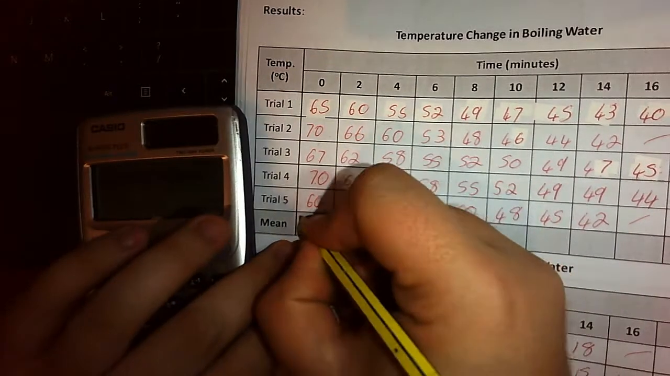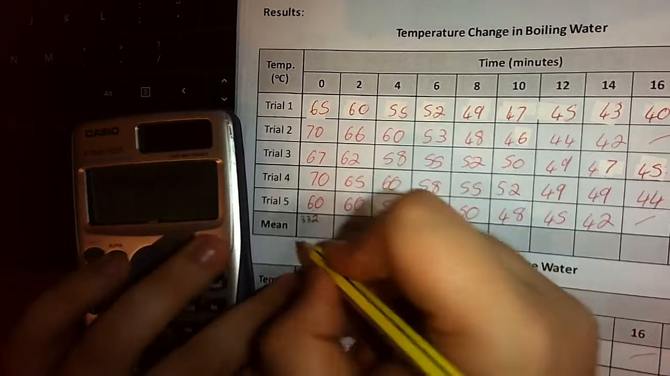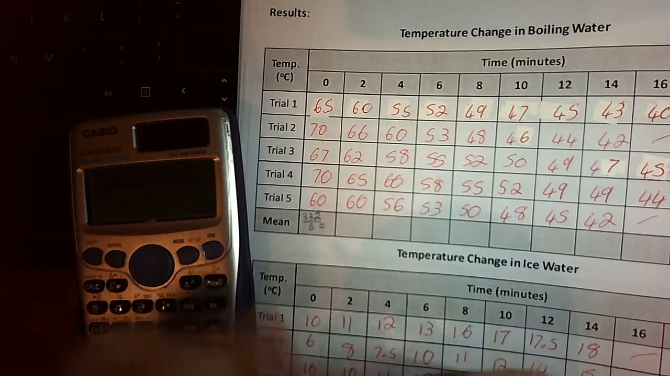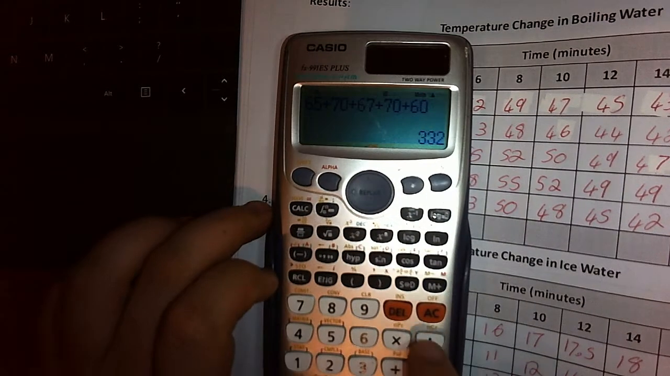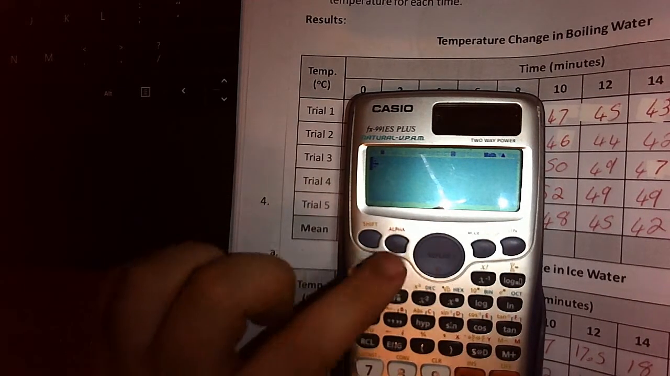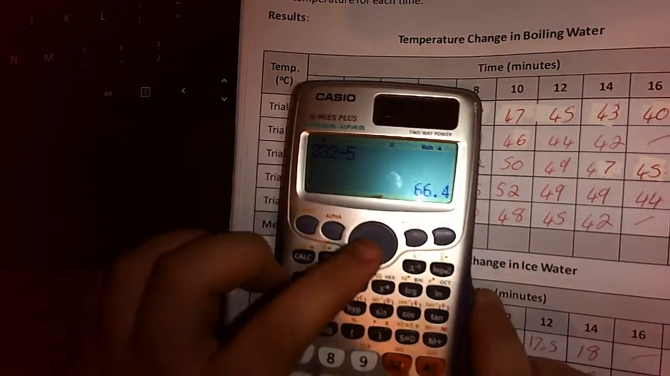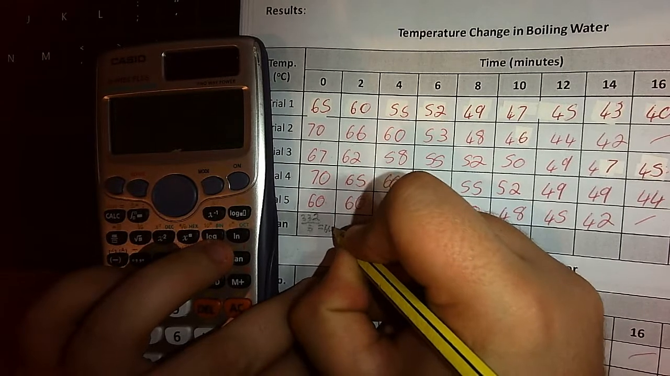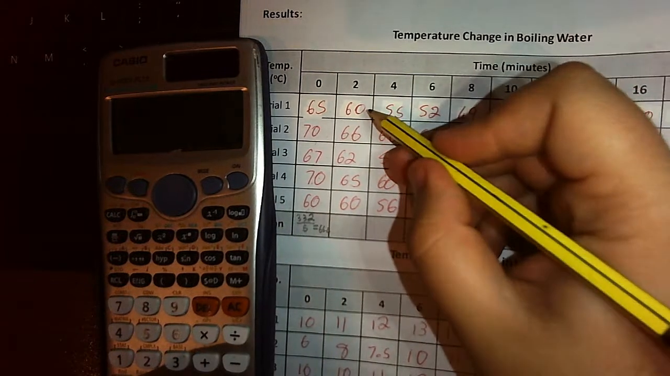So I'm going to write that down, 332. And then I'm going to divide by 5. What does that equal? 332 divided by 5, and I get 66.4. So I'm going to write that down, 66.4.